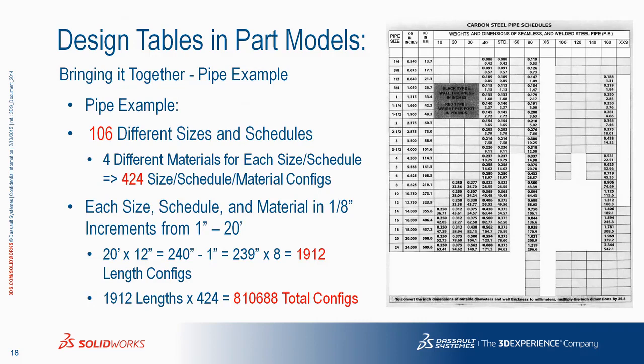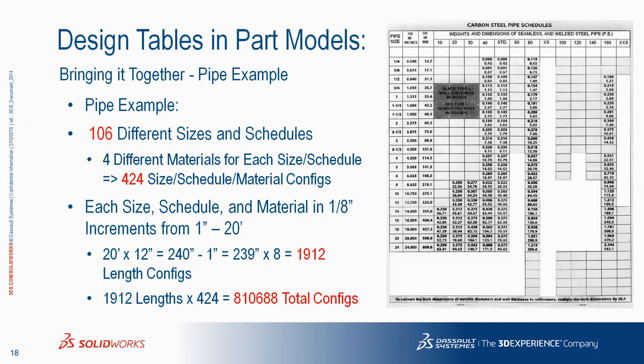So kind of bringing it all together here. Pipe example that we did. Had a customer that came to me and said, I want to build this part with all these different configurations. And they gave us this chart. You look at it, you go, it's a few configurations, it's not bad. Until they tell you that there's 106 different sizes and schedules. And they want 4 materials for each size and schedule. Now you're up to 424 different size, schedule, material configs.